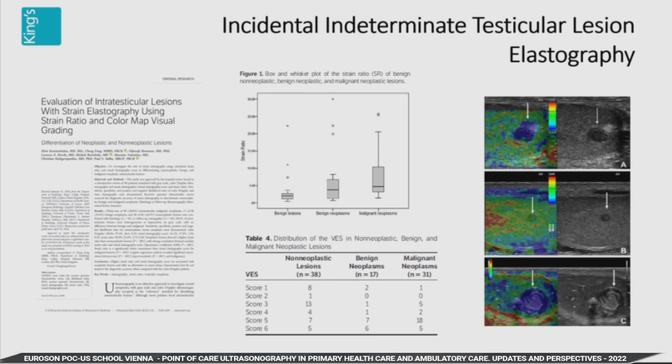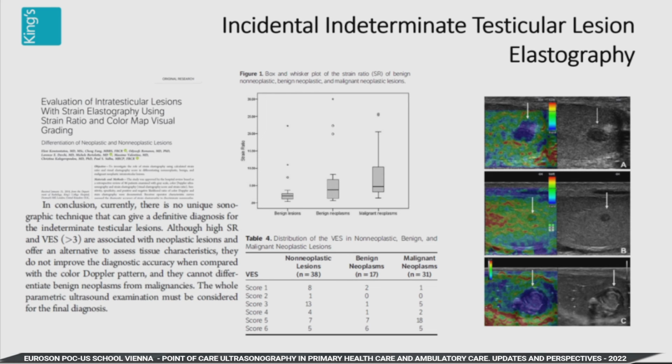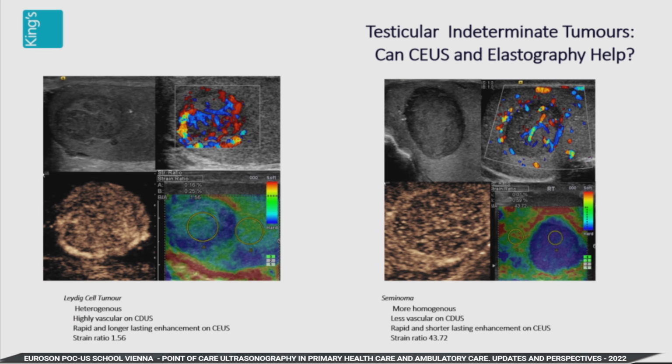And you can see there's a huge overlap between malignant neoplasms, benign neoplasms, and benign lesions. Benign neoplasms meaning those that are vascularized, as opposed to those that are not vascularized. The Leydig cell tumors are incorporated in there. So as a standalone test, it wasn't going to tease those lesions out between those things. So you needed other imaging to help you.